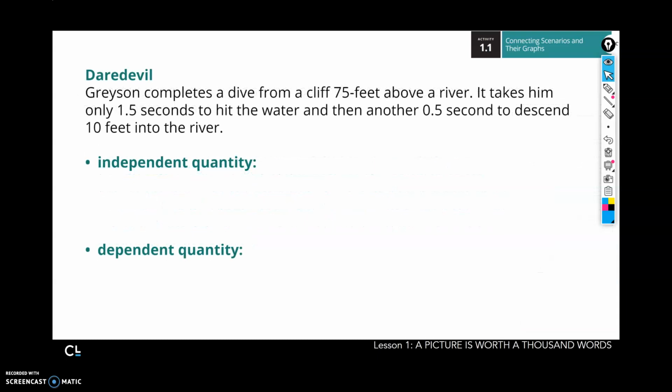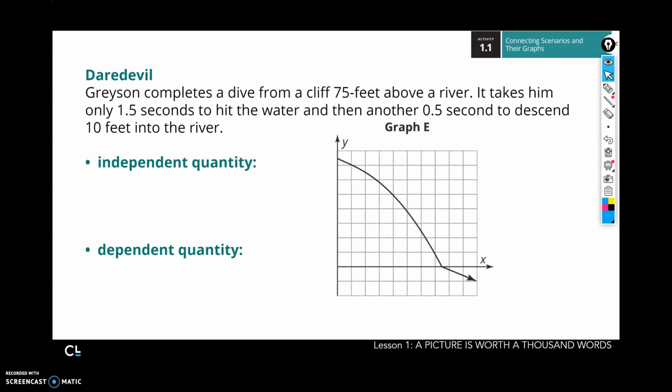Let's look at the first one, a daredevil. Grayson completes a dive from a cliff 75 feet above a river. It takes him only 1.5 seconds to hit the water, and then another 0.5 second to descend 10 feet into the river. Let's find our graph. Graph E represents the daredevil.